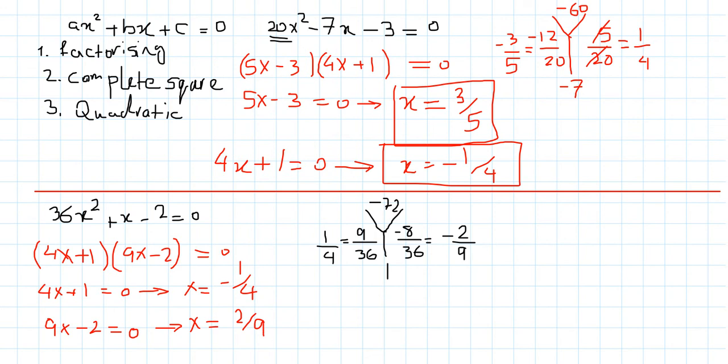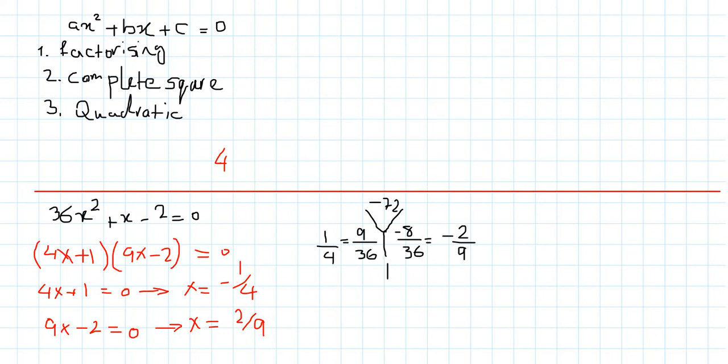Okay, let's solve the last example for factorizing, and after that explain the other methods. Okay, my equation is 3x squared plus 10x minus 8 equals 0.